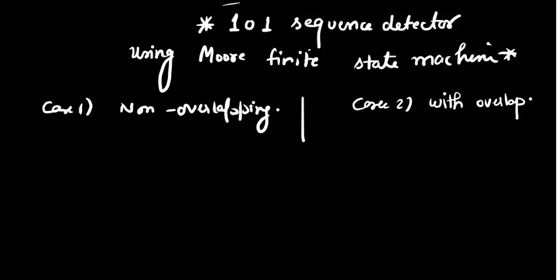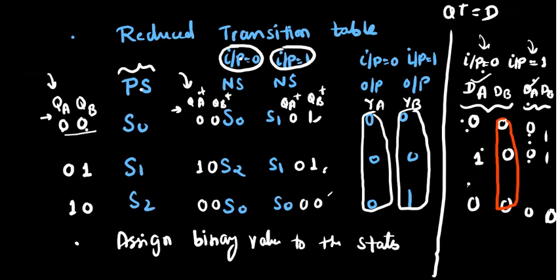So in this class, we'll discuss 101 sequence detector using Moore Finite State Machine. In our previous class, we have seen Mealy Finite State Machine. And what was the difference between Mealy and Moore? If you remember, the output of a Mealy machine depends on the input as well as the previous states. But for Moore type of finite state machines, the output only depends on the previous state. So just a quick recap.